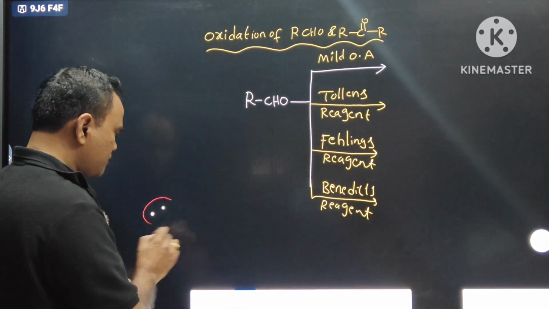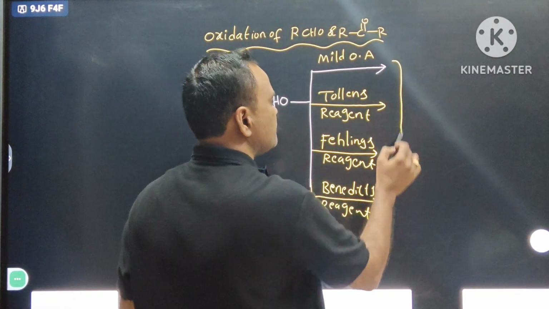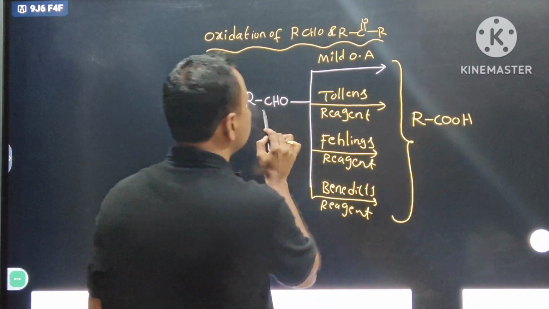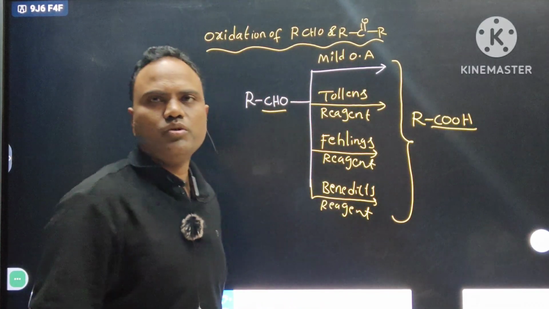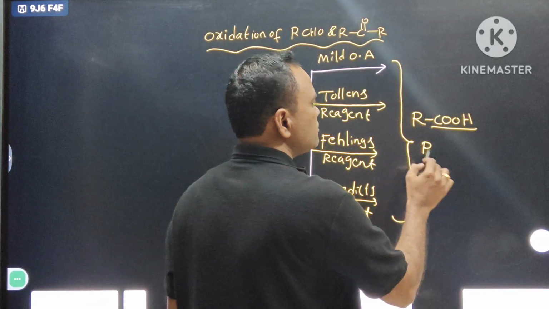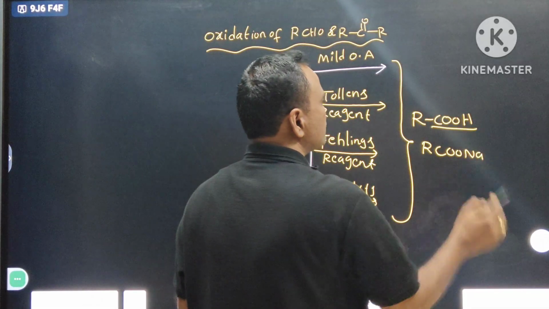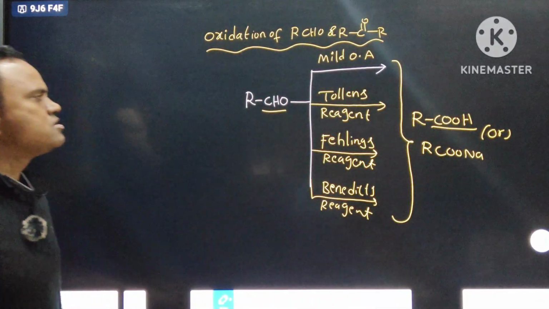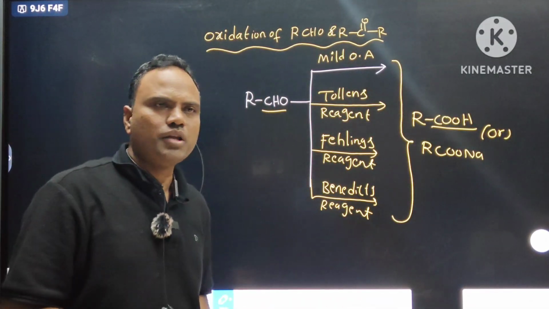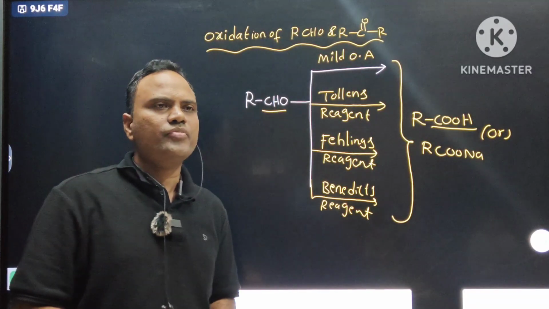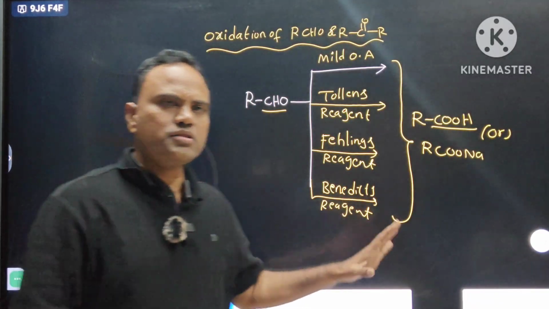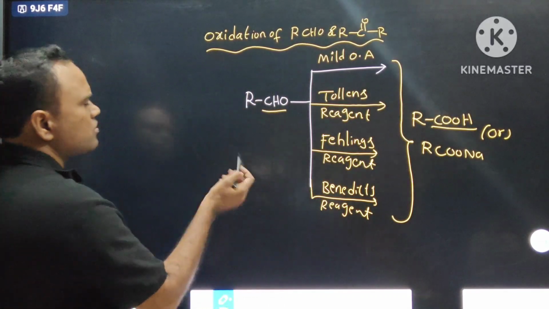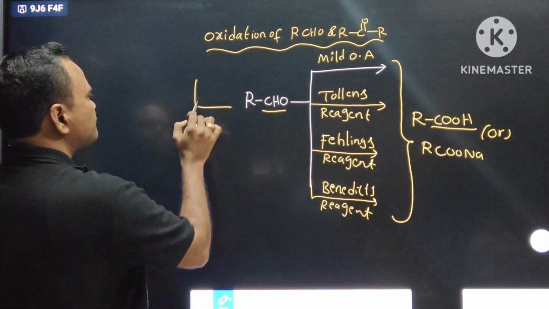The product of oxidation of aldehydes with these three is a carboxylic acid, RCOOH. In place of CHO, put COOH. You can also take it in the form of a salt, RCOONa. So mild oxidizing agents like Tollens, Fehling's, and Benedict's oxidize aldehydes to carboxylic acids. Oxidation products are carboxylic acids. And with strong oxidizing agents the product is the same.